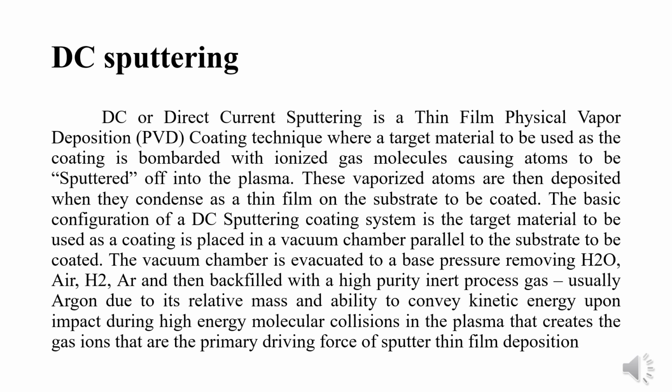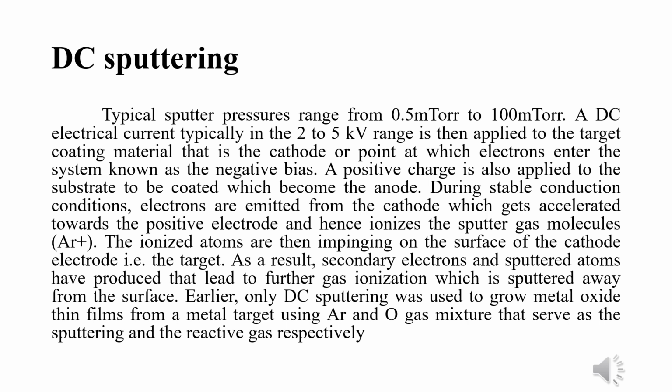The vacuum chamber is evacuated to a base pressure, removing water, air, and hydrogen gas, and then backfilled with a high purity inert process gas, usually argon, due to its relative mass and ability to convey kinetic energy upon impact during high energy molecule collision in the plasma. This creates the gas ions that are the primary driving force of sputter thin film deposition. Typically, sputtering pressure ranges from 0.5 mTorr to 100 mTorr.